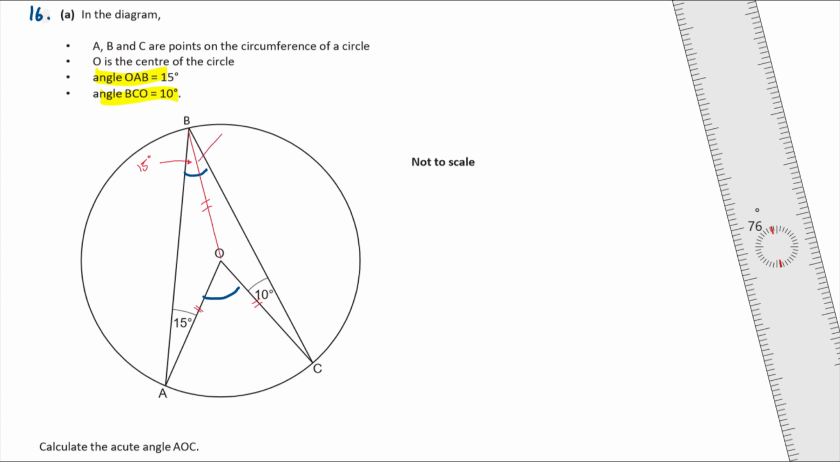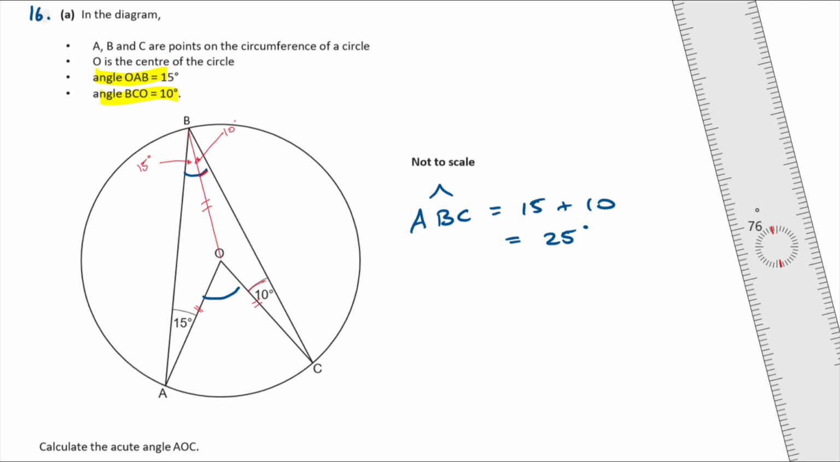Similarly, this part up here is also a base angle in an isosceles triangle. It's triangle OBC, isn't it? So this angle here is going to be the same as that one up there. So that one is 10 degrees. And that means that angle ABC is going to be those two part angles added together. So angle ABC is going to be 15 plus 10 degrees. It's going to be 25 degrees, isn't it?